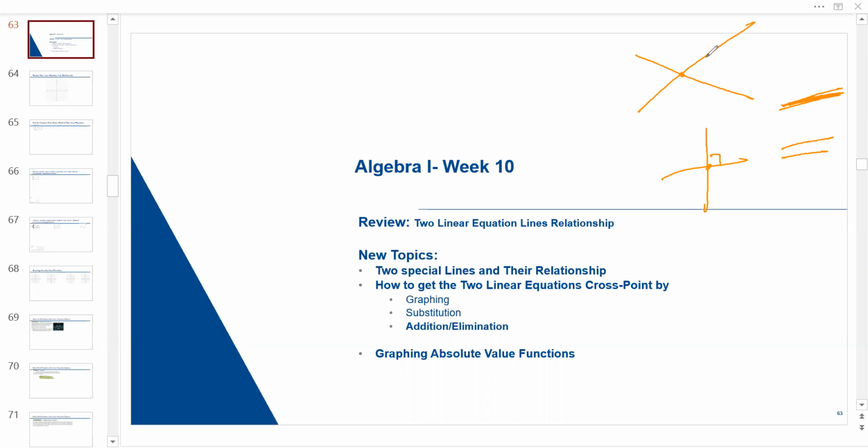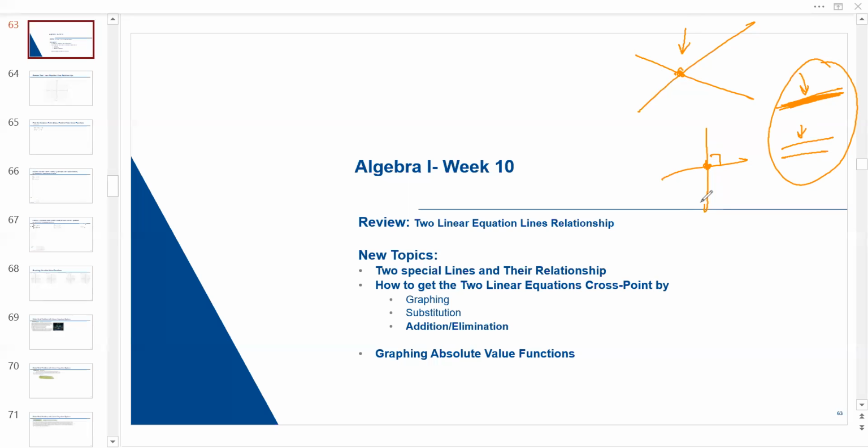For the overlapping case, they have infinitely many solutions, and their slope is exactly the same, and their y-intercept is exactly the same. If they are parallel to each other, they have no solutions, so we didn't need to find answers for them, right? When they are crossing or perpendicular to each other, they have one common point. We can use graphing, just like this one. We can find out their graphing methods.